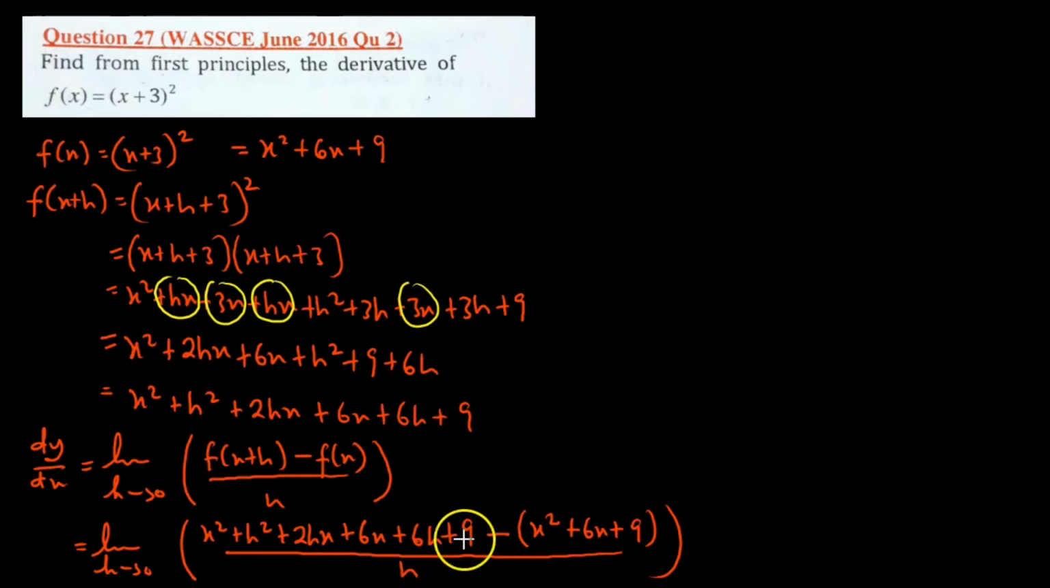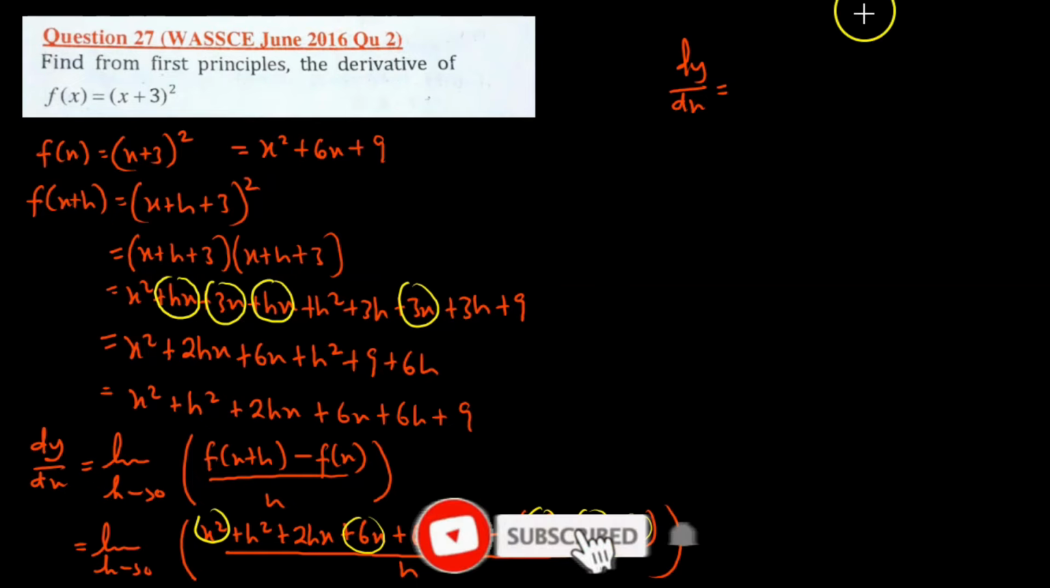Now remember, there are some of the terms in f of x plus h which are also in f of x. So those terms will give a 0. So without wasting my time, dy dx will be equal to, let me use a yellow marker to do away with such terms. So x squared and negative x squared will give a 0. Now we have positive 6x, negative 6x will give a 0. Positive 9, negative 9 will give a 0. So we are left with what? We are left with h squared.